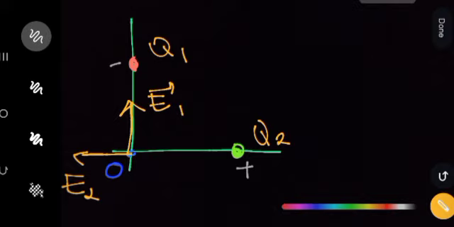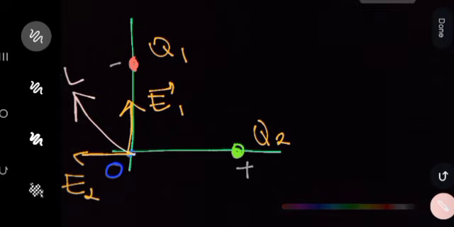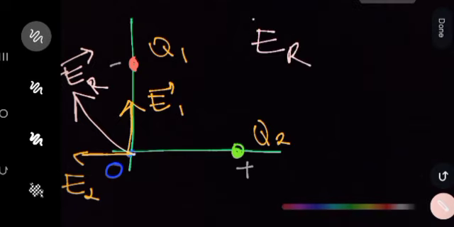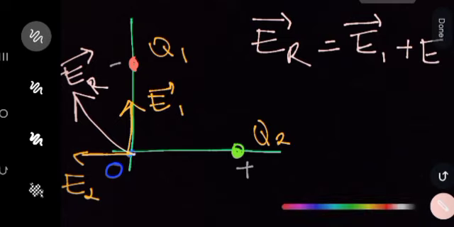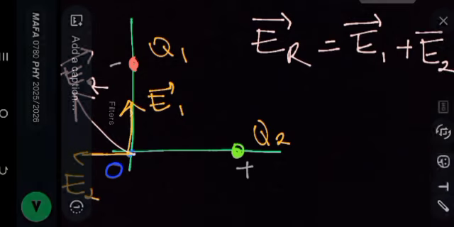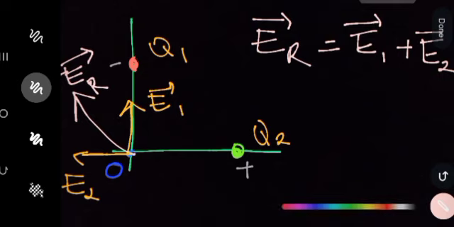Now, how will the resultant electric field strength be? This is how it is going to be. So this is my resultant electric field strength, that's the direction of my resultant electric field strength. The resultant electric field strength is just equal to the electric field strength 1 plus electric field strength 2. That is it. Now, remember that these are vectors.